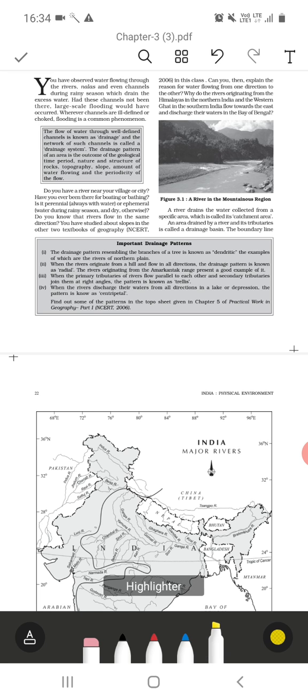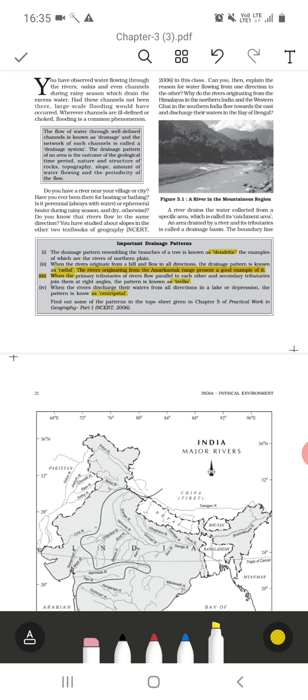We have a few important drainage patterns: first one is dendritic drainage pattern, second one is radial drainage pattern, third one is the trellis drainage pattern, and the fourth one is centripetal drainage pattern. There are several other drainage patterns also, like centrifugal, rectangular, and parallel drainage pattern. But in your book we have only four drainage patterns, which we will discuss today: dendritic, radial, trellis, and centripetal.